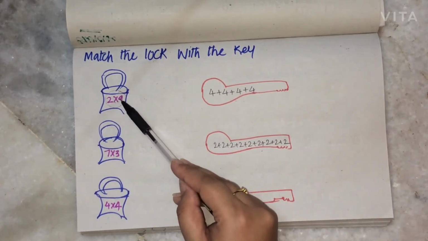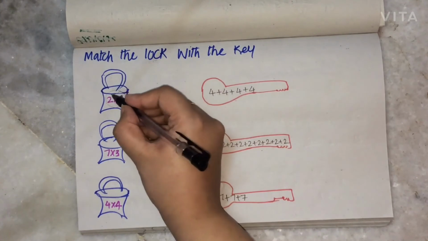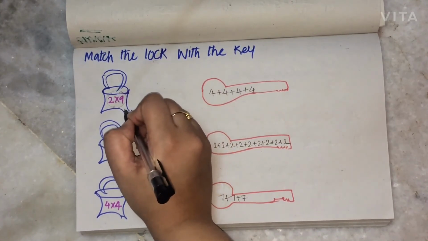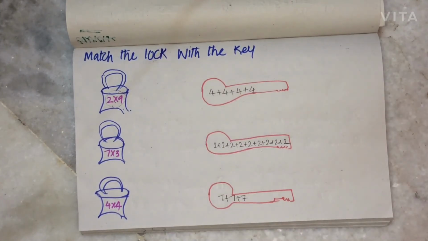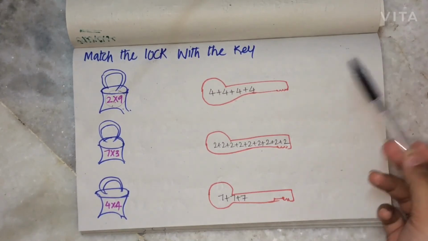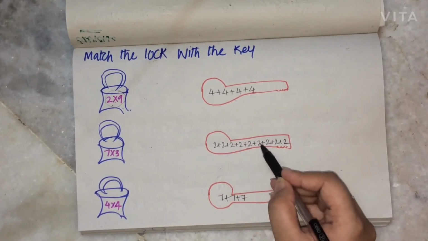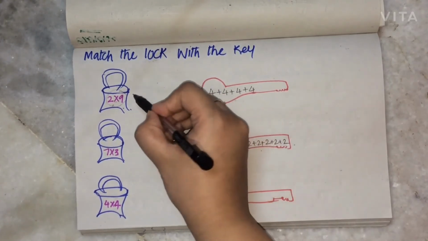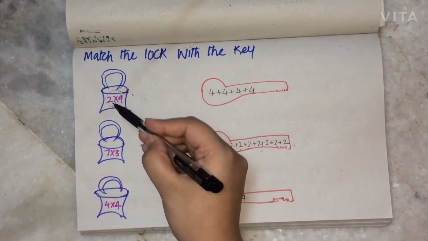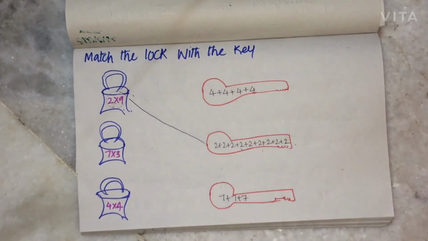2 multiplies with 9, means we are adding number 2 for 9 times. So let us see where you are adding number 2 for 9 times. Here it is 4, no, here it is 2. Let us count 1, 2, 3, 4, 5, 6, 7, 8, 9. So this will go with this, right? We are adding number 2 for 9 times.